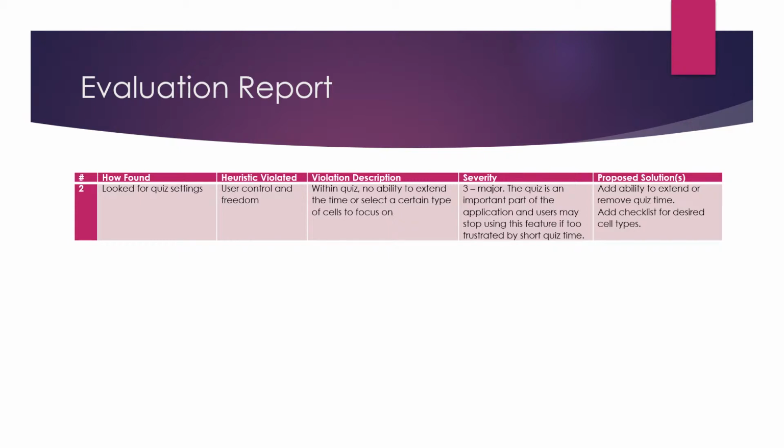I graded this as a severity 3. I think that the quiz is a pretty important part of the application, that users want to review the content and test their own knowledge. And it was really frustrating to go through the quiz and feel like I ran out of time, especially with my first couple of uses. So I think it would be nice to have extended quiz time, or if you want to focus on a particular area of cell types, maybe you could have a checklist of these are the things that I want to look at, or maybe don't want to look at for whatever reason.